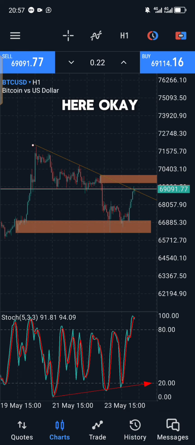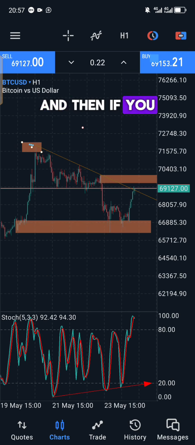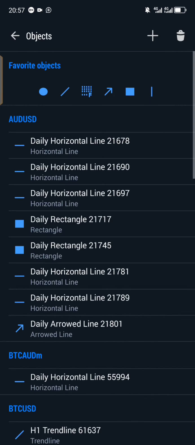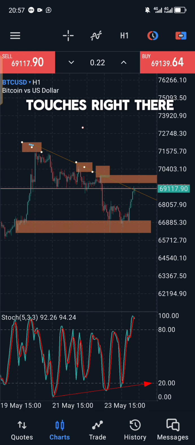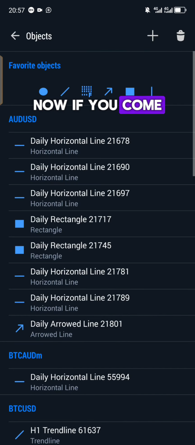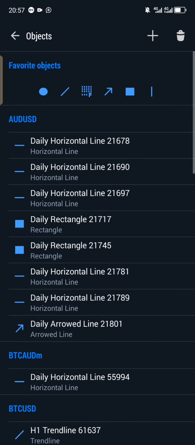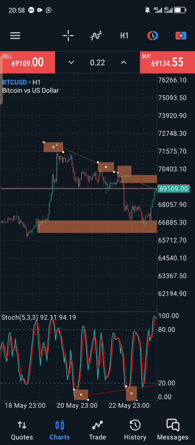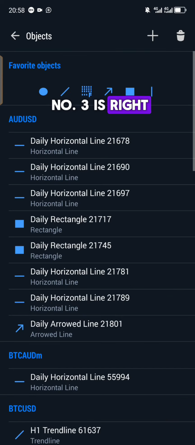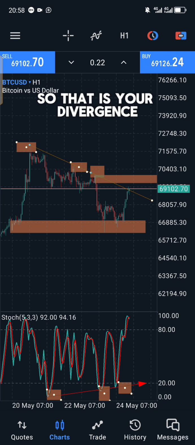If you look here, this is touch number 1, and then here is touch number 2, and once again touch number 3. So we have 3 touches right there. Now if you come to the stochastic oscillator, you have the same thing. Touch number 1, touch number 2, and it's obvious where touch number 3 is. And there you have touch number 3. So that is your divergence.